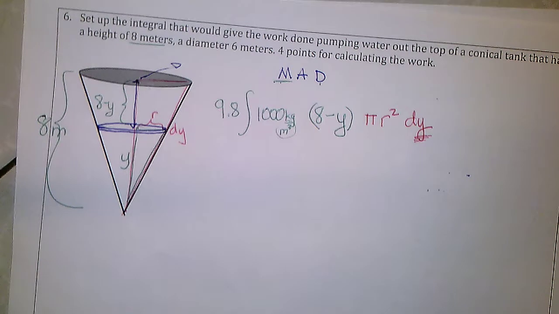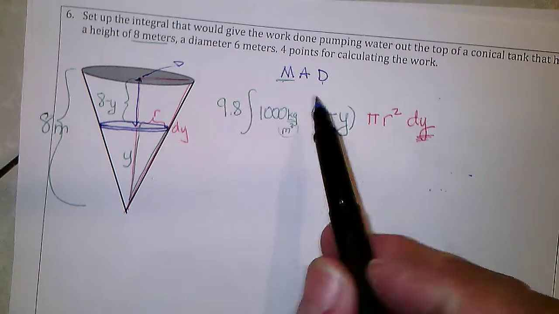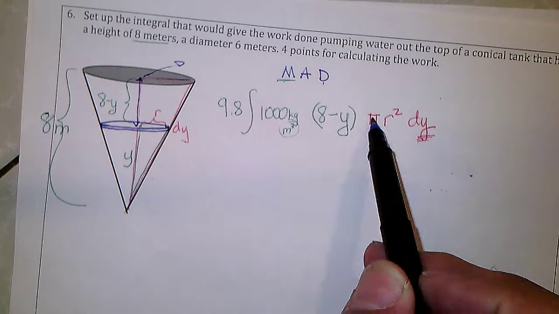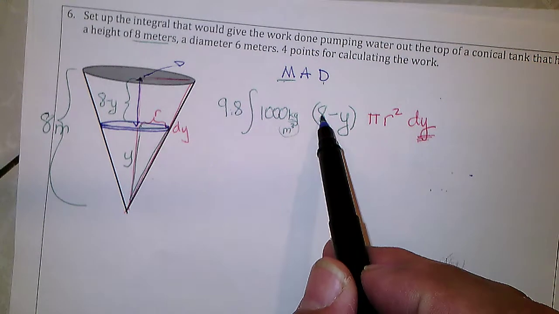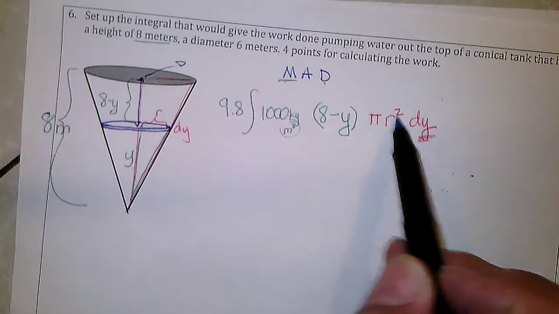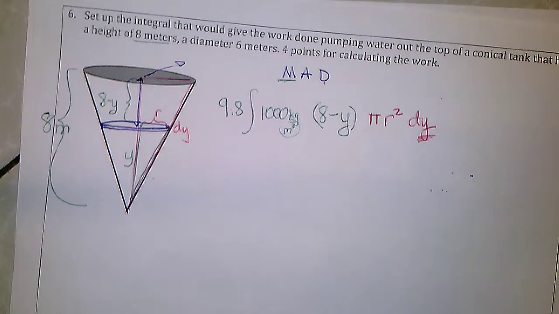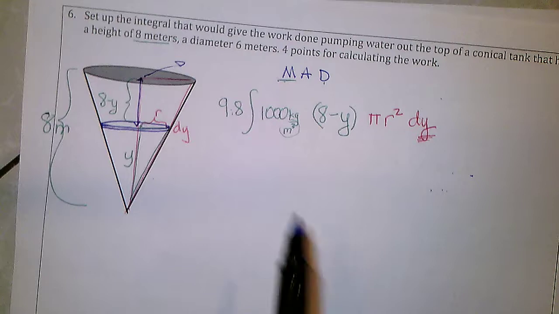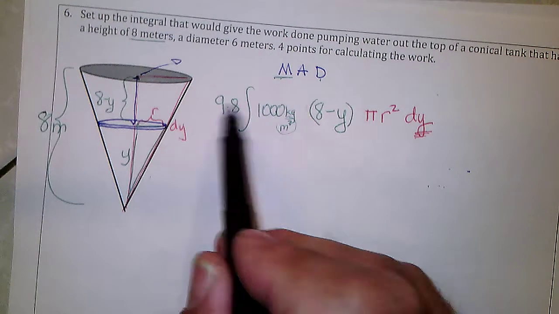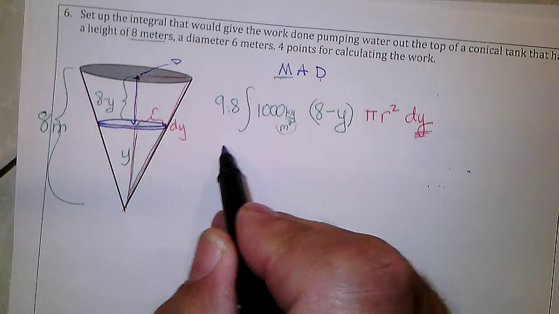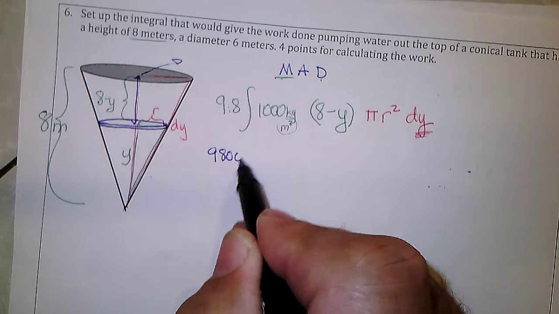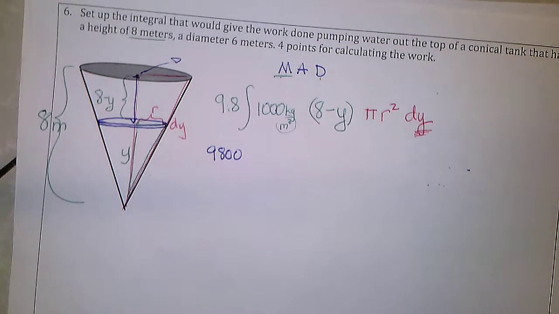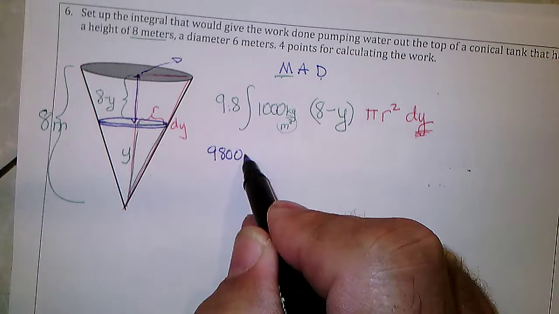The 9.8 is a constant. It's out. The pi is a constant. I'm going to take it out. The 1,000 is a constant. I take it out. This 8 is added or subtracted and times this stuff, so I can't take it out. It's only the ones that are times. So 1,000 times 9.8 is 9800 times the pi.